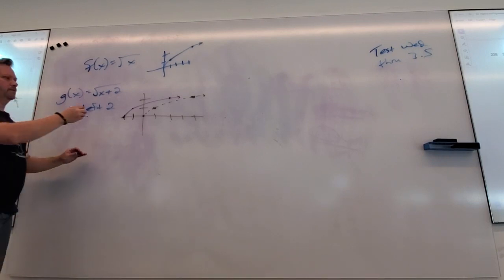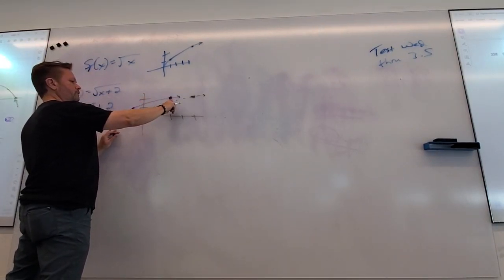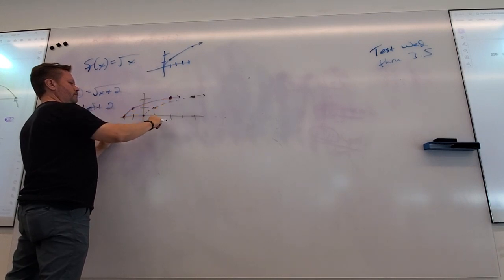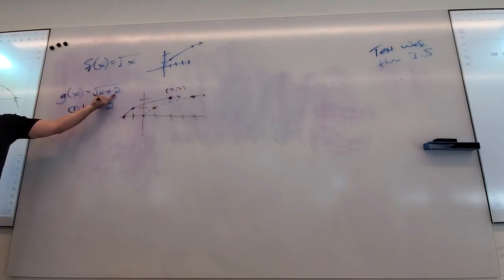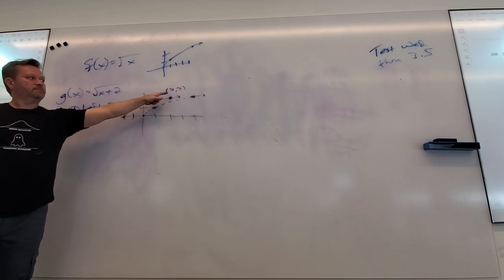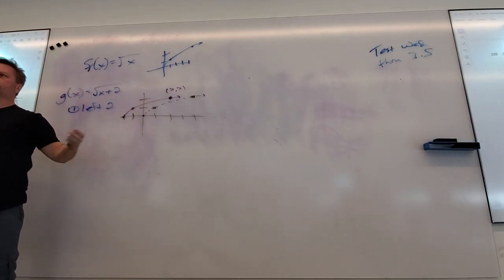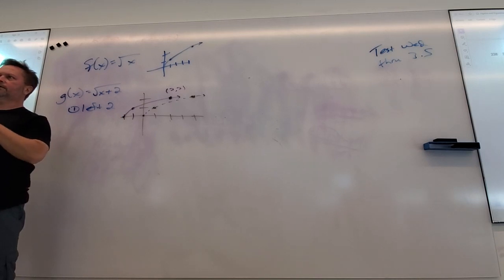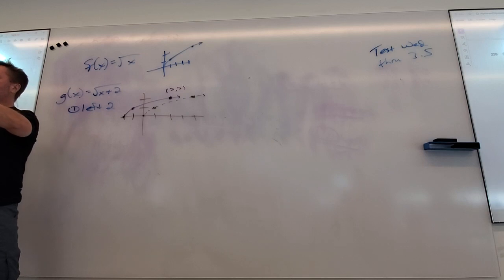How do I check that answer? What point is this? 2, 2, right? When I put a 2 in, what do I get? 4, what's the square root of 4? So when I put a 2 in, I get a 2 out. My answer looks good, right? Okay. You guys all with me? Okay, nothing too major there.